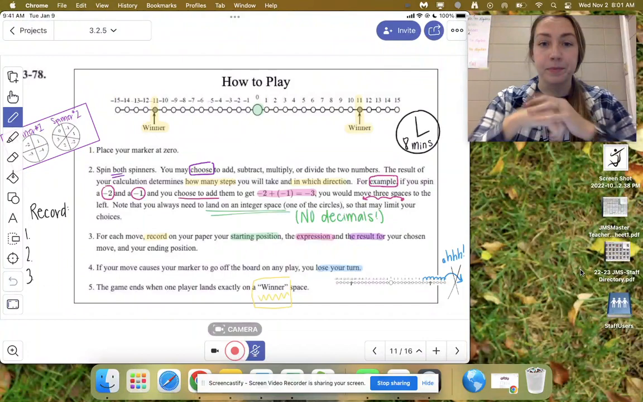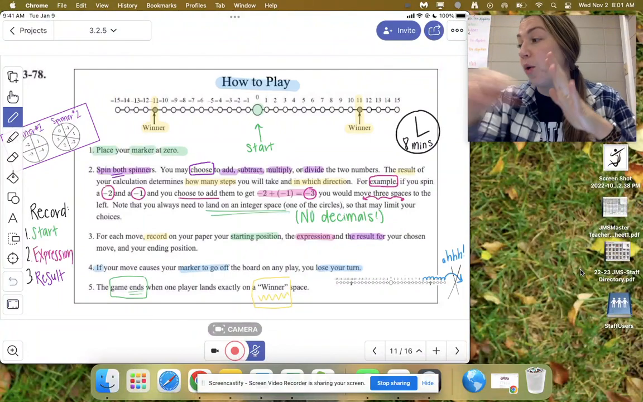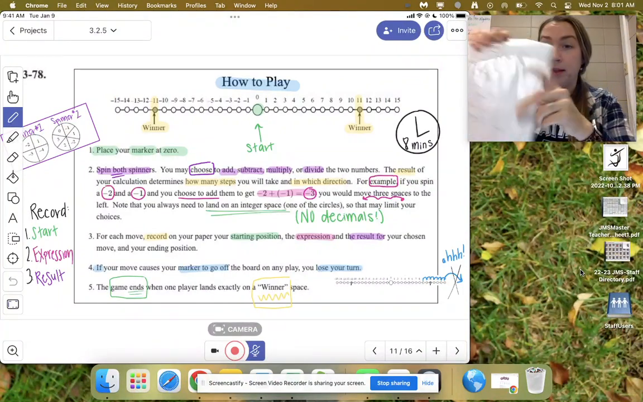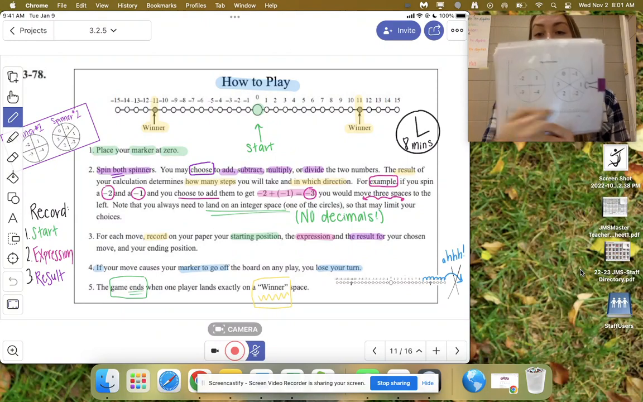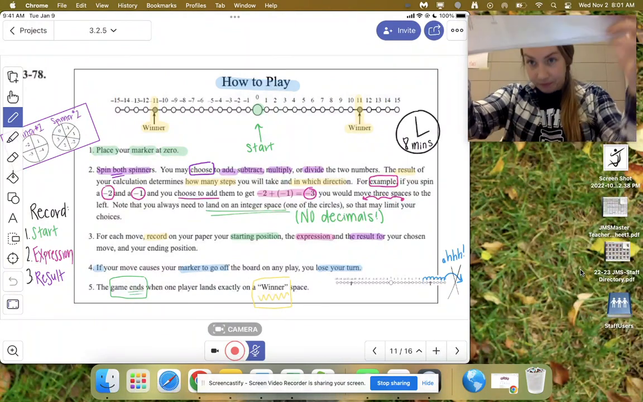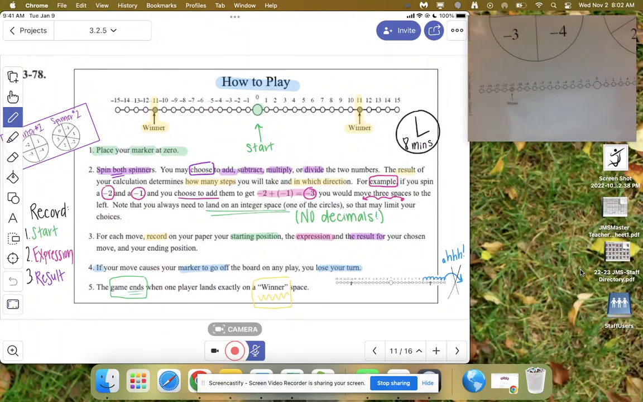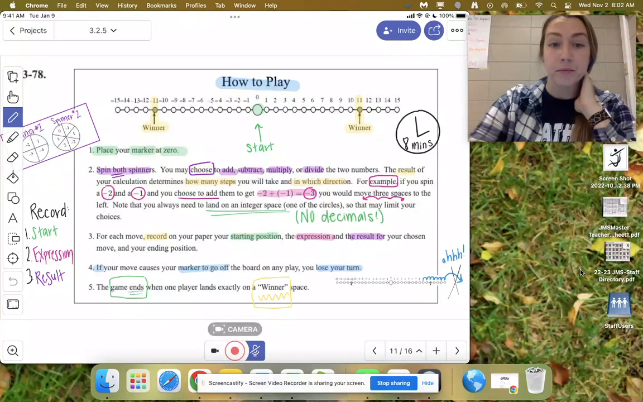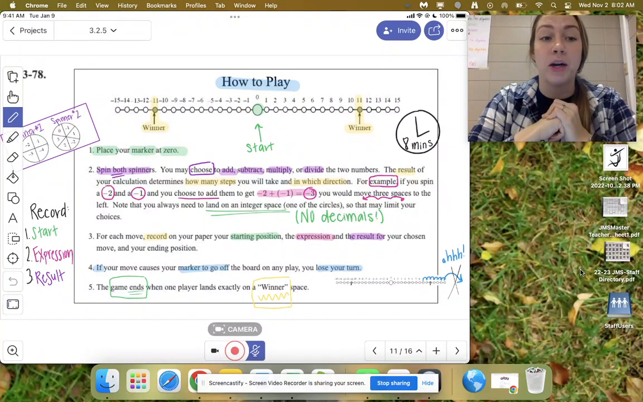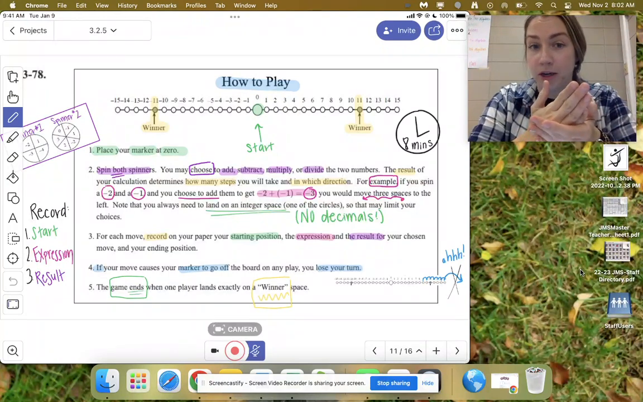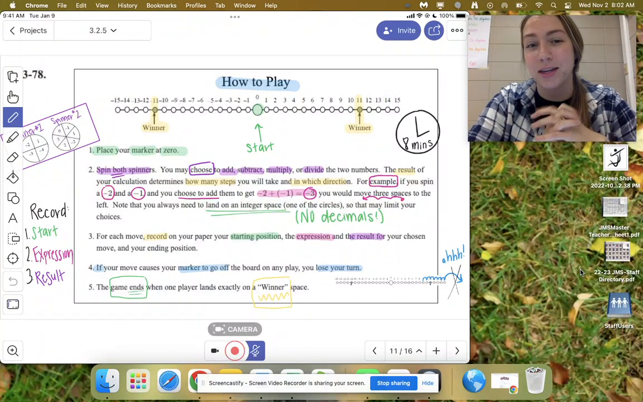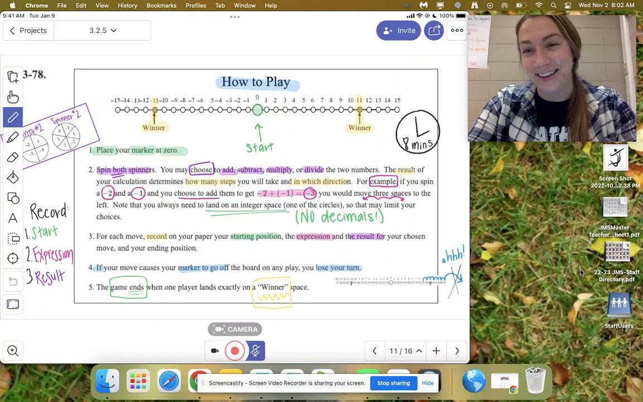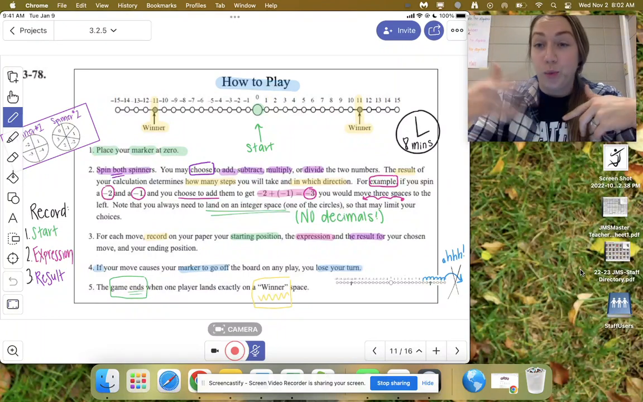So here are the rules, or here's how to play. On these markers here, there's also a number line. You can see that there. You're going to start at 0, both of you, and it says place your marker at 0. Oh, that's why it's 4 paper clips, because one of them is a marker. I get it. Okay, you will need 4.